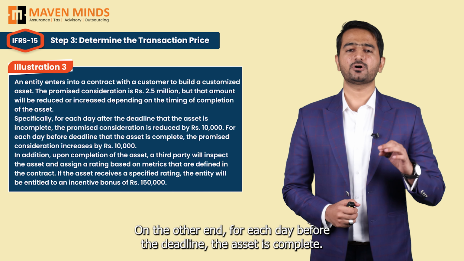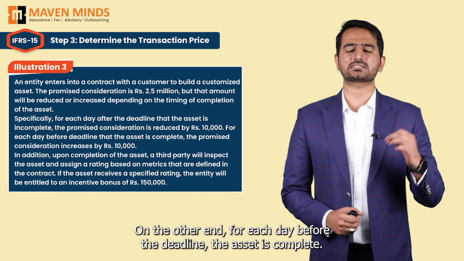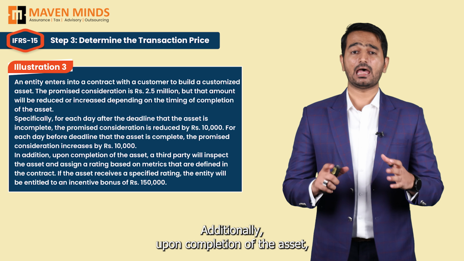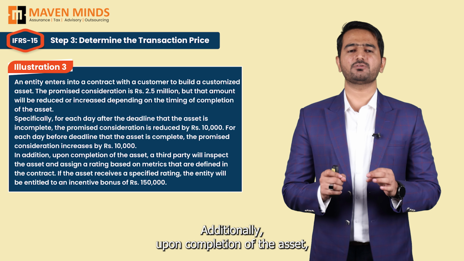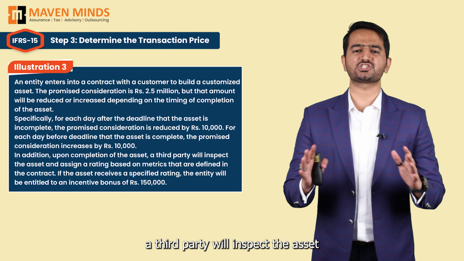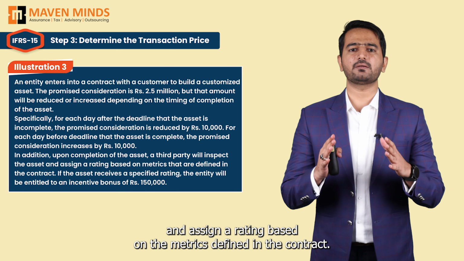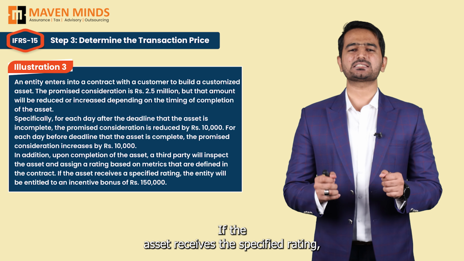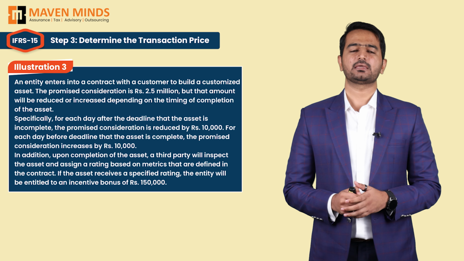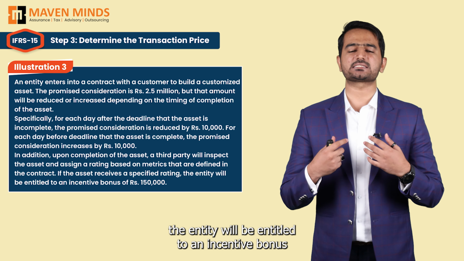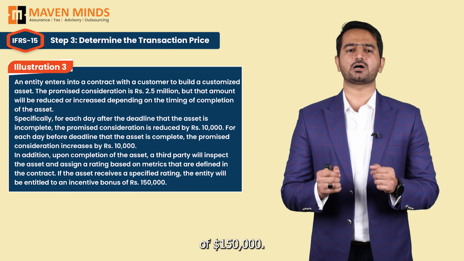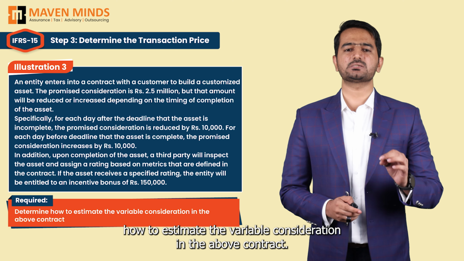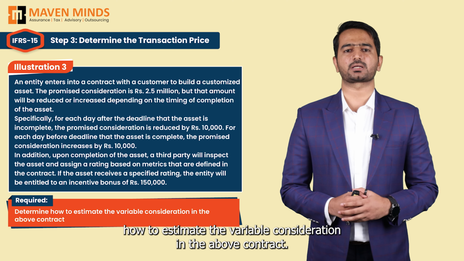On the other hand, for each day before the deadline the asset is complete, the promised consideration is increased by $10,000. Additionally, upon completion of the asset, a third party will inspect the asset and assign a rating based on the matrices defined in the contract. If the asset receives a specified rating, the entity will be entitled to an incentive bonus of $150,000. The requirement is to determine how to estimate the variable consideration in the above contract.